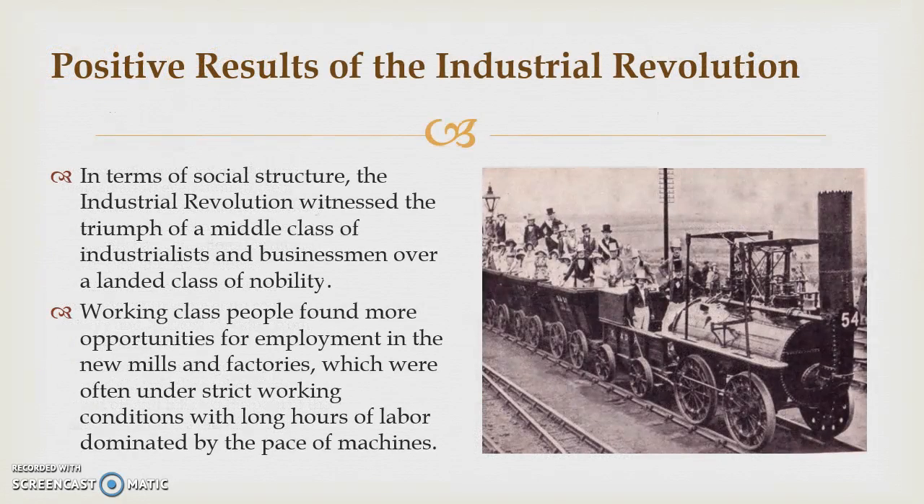There were some positive results of the Industrial Revolution, even though they are constantly overshadowed by negative effects. In terms of social structure, the Industrial Revolution witnessed a triumph of a middle class of industrialists and businessmen over the landed class of nobility. The working class found more opportunities for employment in the new mills and factories, which often had strict working conditions with long hours of labor dominated by the pace of machines. So even though there were larger negative impacts, there were some positive results for at least some groups of this population.